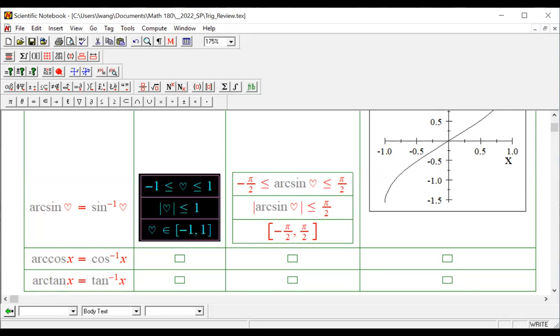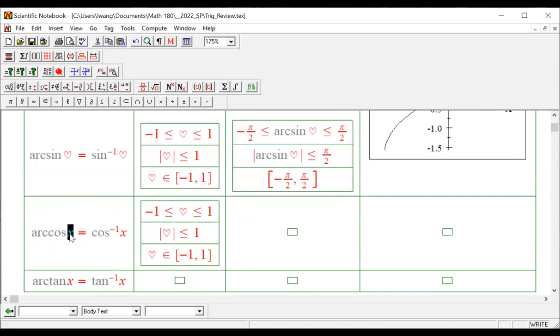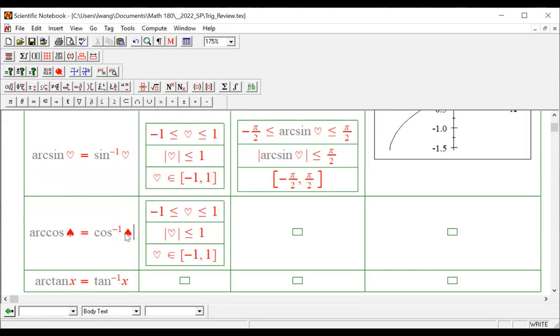For arc cosine, these are the same. But we need to make it consistent. Say here, I want to use a different symbol. I want to use spade. Then this will turn into spade. So you just need to be consistent. You can use any symbol you want, but the symbol has to be consistent. You cannot use heart here and then a different symbol there, because nobody will understand what you're saying.